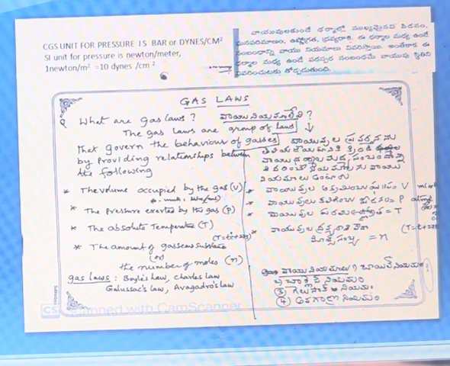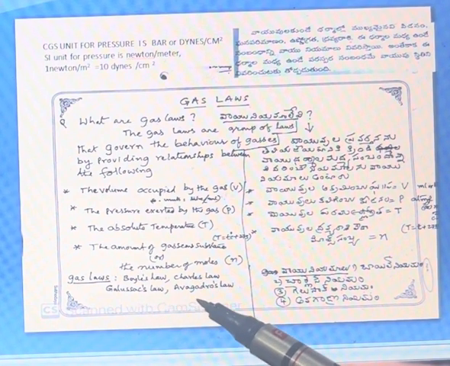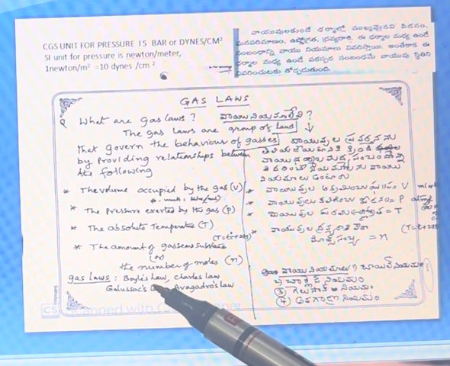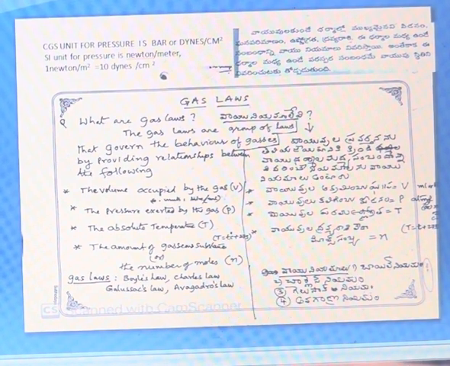then that gives one law. So 4 variables will give you 4 laws. What are those gas laws? Boyle's law, Charles's law, Gay-Lussac's law, Avogadro's law.